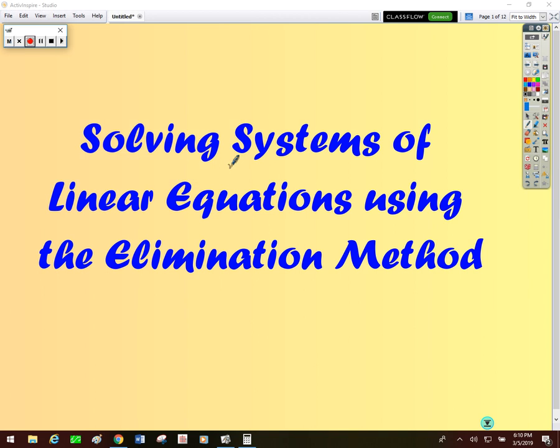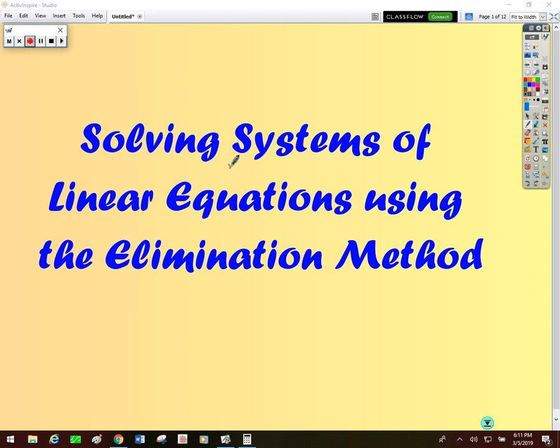All right, welcome everybody. Let's look at our next method for solving systems of equations. Just as a quick recap, remember we have solved systems using graphing, where we take our equations, compare them together, and we find our solution by graphing them on the coordinate plane. And then we used substitution, where we plugged one equation into another and solved for one variable, and then went back and found the other.